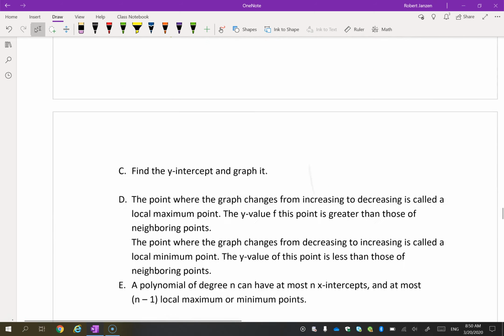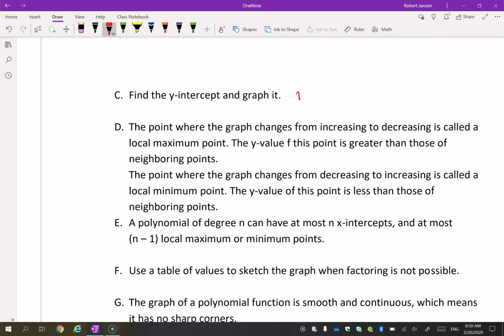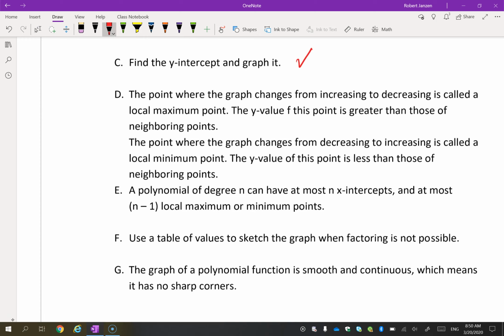Okay, now you notice there are a few more steps that we should make sure we follow. We did this one, the y-intercept. Okay, the point where the graph changes from increasing to decreasing is called a maximum point. And then we also have the minimum point. I'm telling you guys, we don't need to know how high those are. We don't need to be too specific.